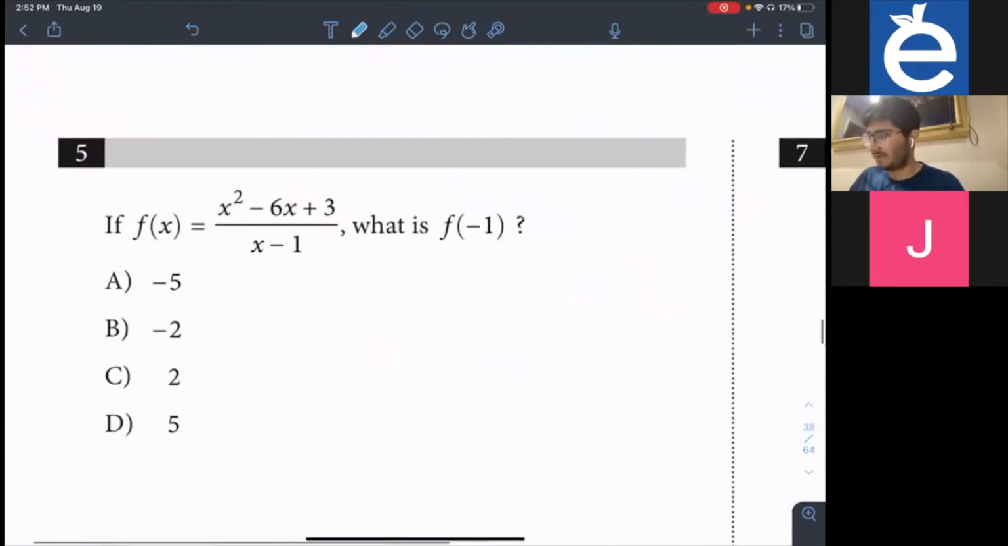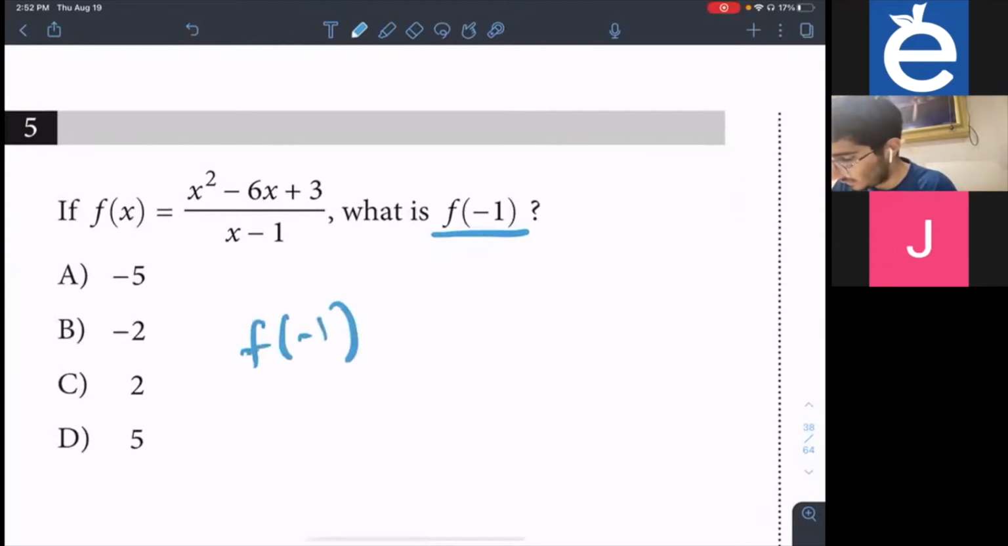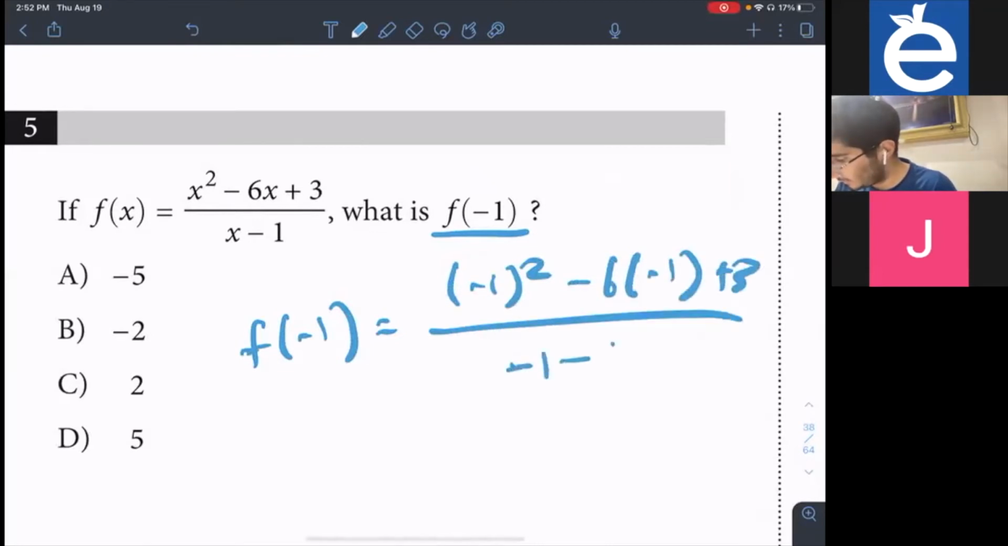Now, question 5. This is basic substitution because it just tells you to find f of any number. It gives us the function f of x is equal to x squared minus 6x plus 3 over x minus 1. What is the value of f of negative 1? So f of negative 1 is equal to negative 1 squared minus 6 times negative 1 plus 3 over negative 1 minus 1.